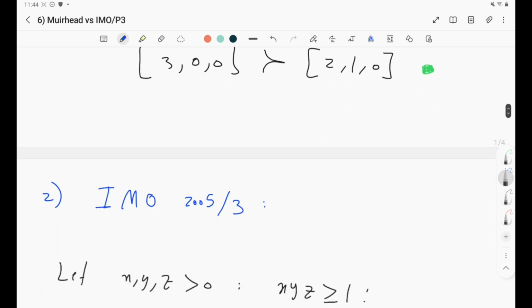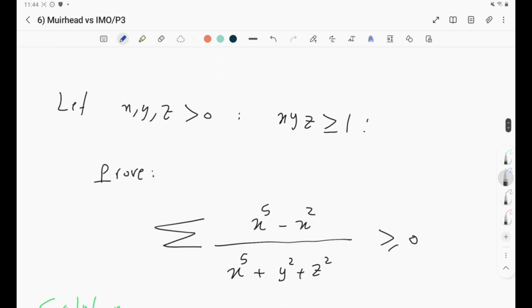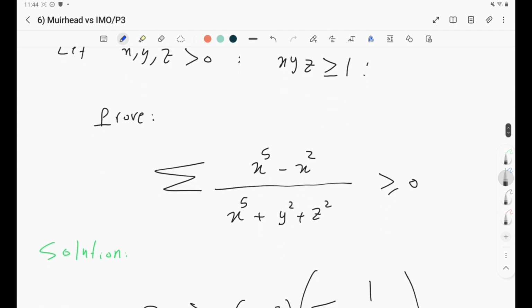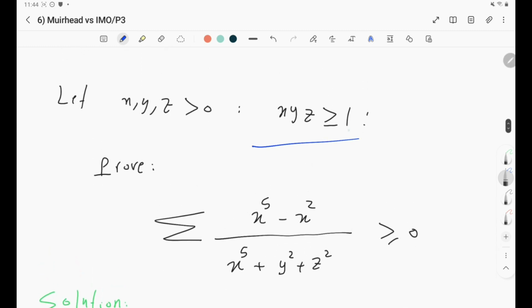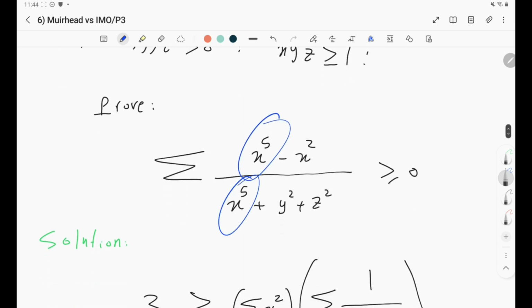Right now we're done. Next we solved the IMO 2005, problem 3. We have 3 positive numbers x, y, z, and their product is greater than or equal to 1, and we need to prove this inequality. So our goal was really clear. We need to homogenize the inequality by getting rid of the condition. Well, we faced one problem, that we have x to the 5 here and here. We can get rid of this, but we cannot handle this.